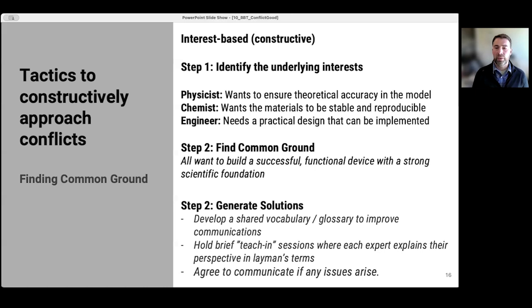The engineer is like, look, I just need to be building something. And the physicist is saying, I just want to be accurate. So talk about where the common ground is, and then start to have things like that shared vocabulary, teaching each other. Try and communicate these things, but shifting from what they want to what they need helps you uncover these kinds of ideas.